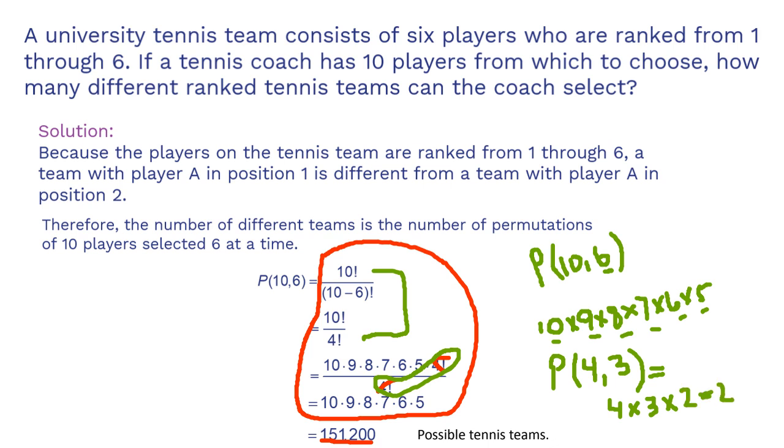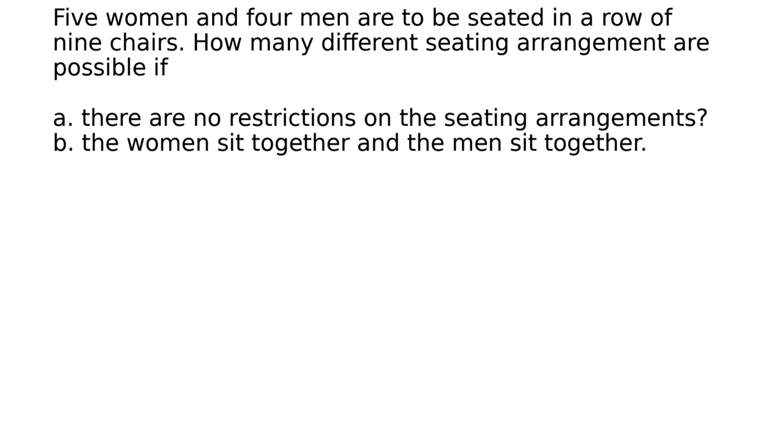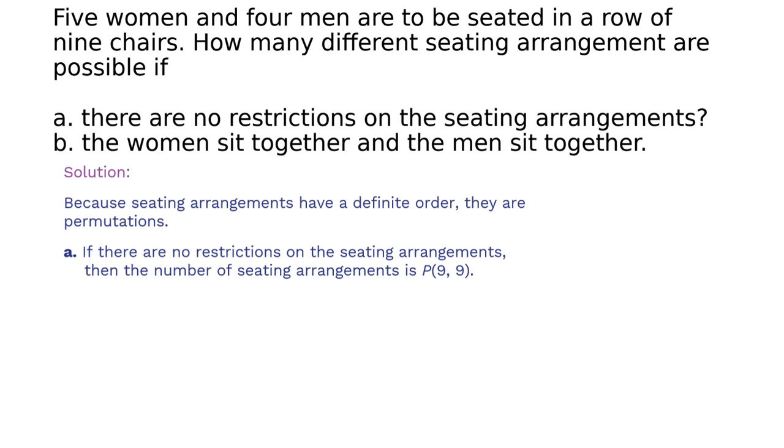So for the next one, we have 5 women and 4 men to be seated in a row of 9 chairs. How many different seating arrangements are possible? For A, there's no restrictions on the seating arrangements. So if you have seating arrangements, then you have an order. And so this is going to be a permutation.